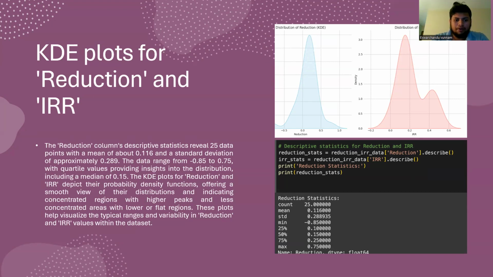The KDE plots for reduction and IRR depict their probability density functions, offering a smooth view of their distributions and indicating concentrated regions with higher peaks and less concentrated areas with lower or flatter regions. These plots help visualize the typical ranges and variability in reductions and IRR values within the dataset.